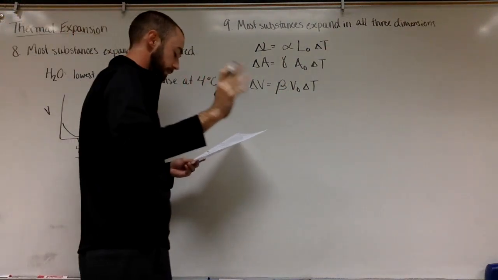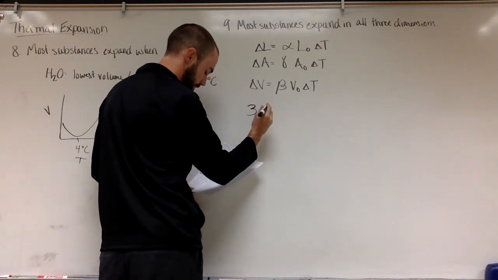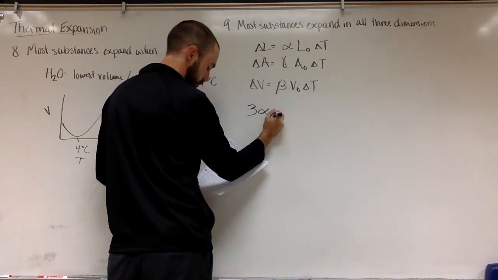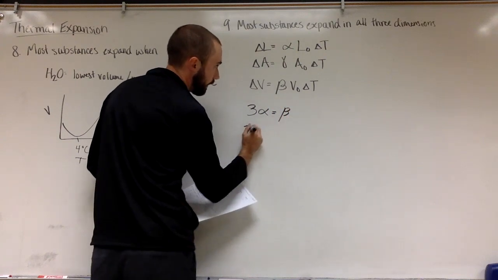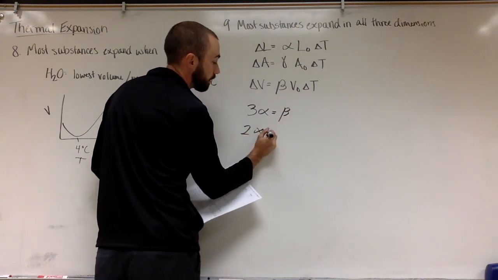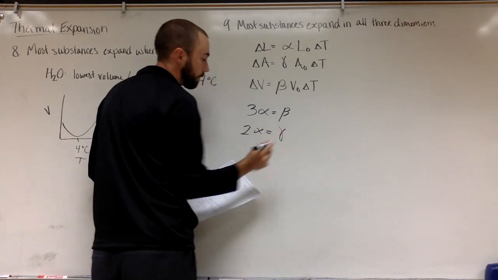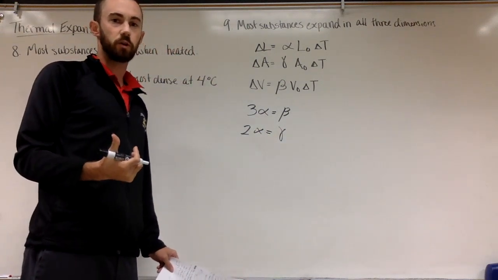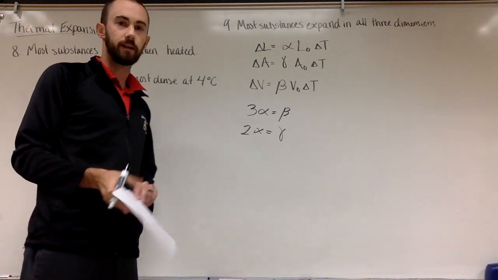Most of the time, and this isn't always true, but most of the time, 3 times your alpha is just going to be equal to your beta, and 2 times your alpha is just going to be equal to your gamma. Most of the time. But you'll have all the numbers on your tables, so don't worry about remembering it exactly.